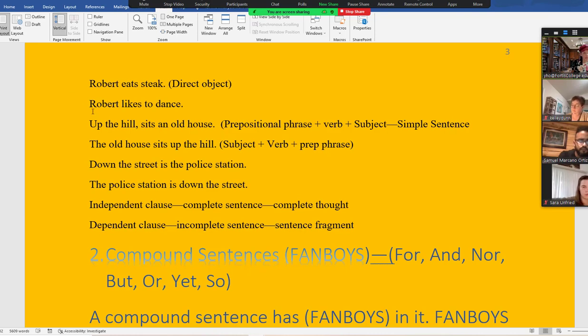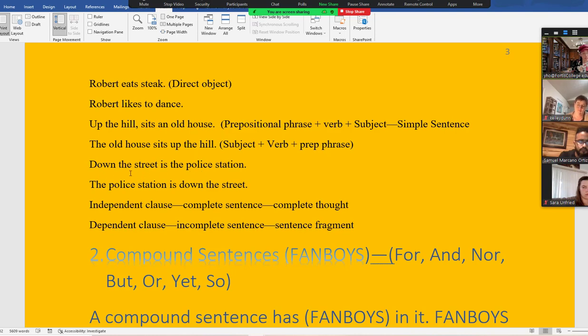Robert eats steak. Robert likes to dance. Up the hill sits an old house. So up the hill is a prepositional phrase, sits is the verb, and house is the subject. Here you have the subject coming after the verb. And "up the hill sits an old house" has the same meaning as "the old house sits up the hill." Subject, verb, prepositional phrase.